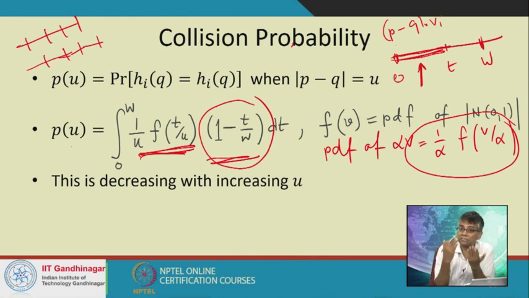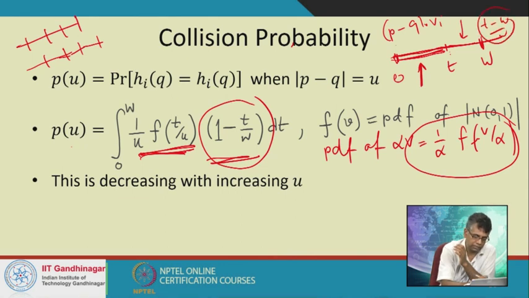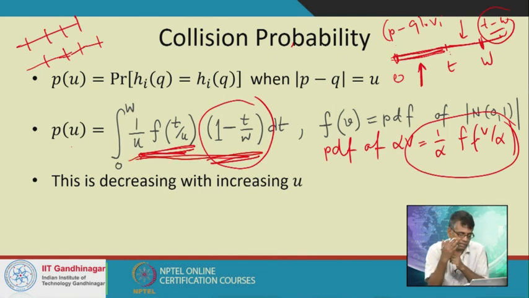Or rather, a separator doesn't drop between 0 to t. Because the probability of that is that a separator drops only in the interval from t to w, which is of size w minus t by w, which is exactly 1 minus t by w. So this captures exactly the probability that there is a collision, that HIP equals HIQ. It's not hard to see that this is decreasing with increasing u.